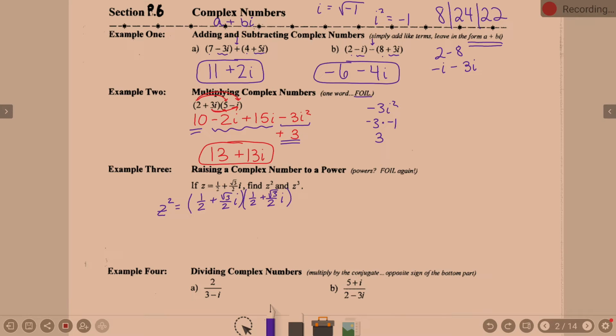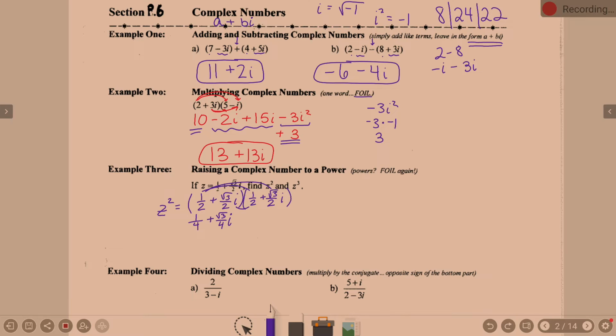So first, 1/2 times 1/2 is 1/4. Then it's 1/2 times square root of 3 over 2i. So 1 times square root of 3 on top is going to be square root of 3. 2 times 2 on the bottom is going to be 4. And then times i. So square root of 3 over 4 i. Now we're going to multiply the insides.